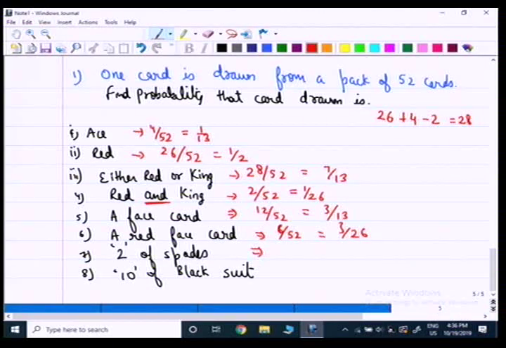And then 2 of spades. So only 1 card is there, which is the 2 of spades. So 1 by 52. 10 of black suit. So we have 2 black suits. So there are 2 cards which satisfy this condition. 1 by 13 is the answer. So how many of you have got all the correct answers?